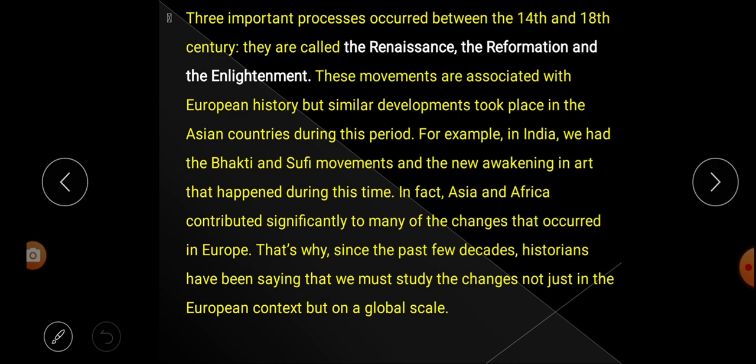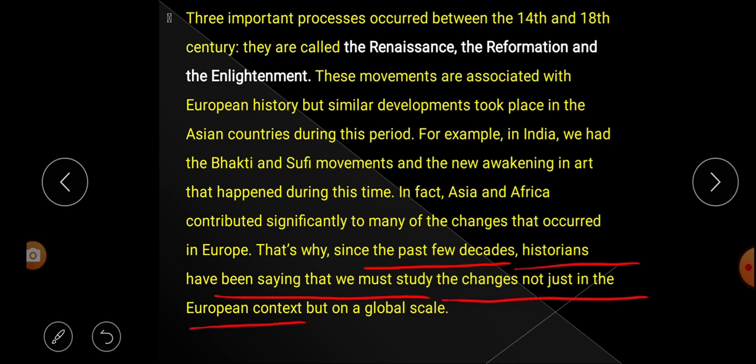In fact, Asia and Africa contributed significantly to many of the changes that occurred in Europe. That's why, since the past few decades, historians have been saying that we must study the changes not just in the European context but on a global scale. Many historians say we have to study the changes not only in the European context but also on a global scale.